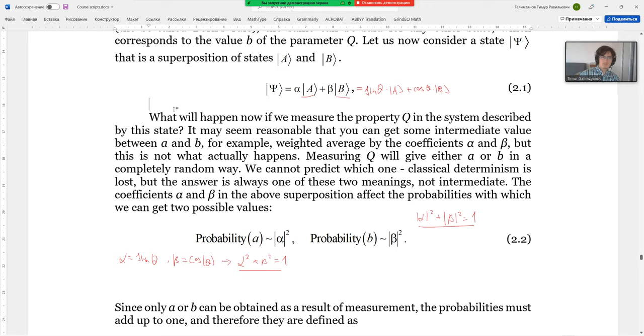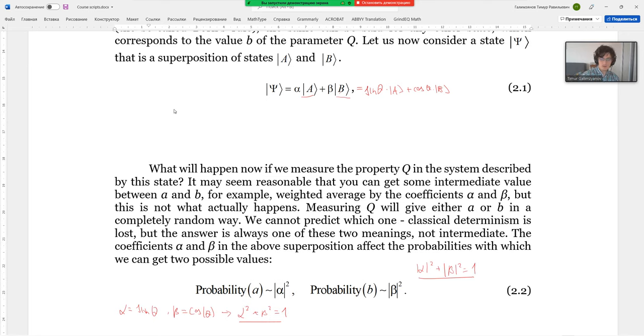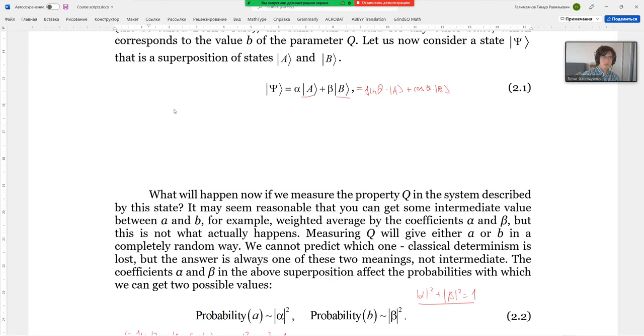And what does it mean? It means that you can depict your wave function on some unit circle, and each point would correspond to let's say theta, x, y. So here would be A, and here would be B.